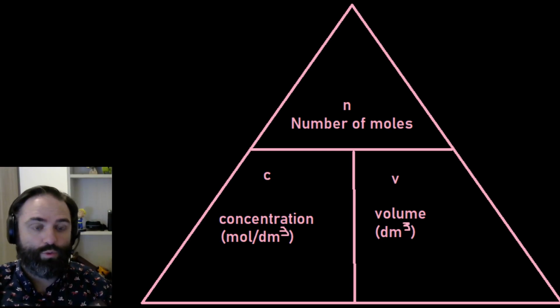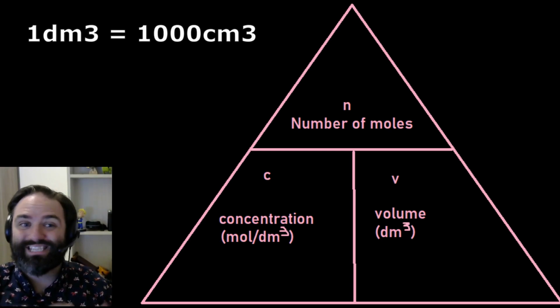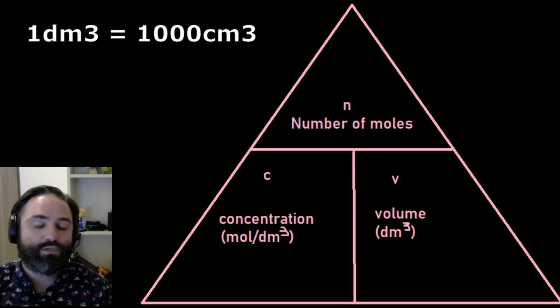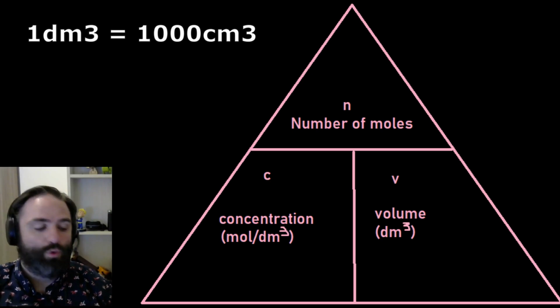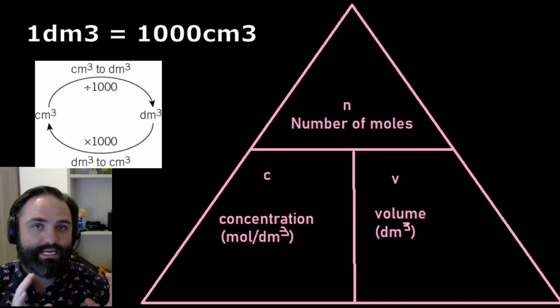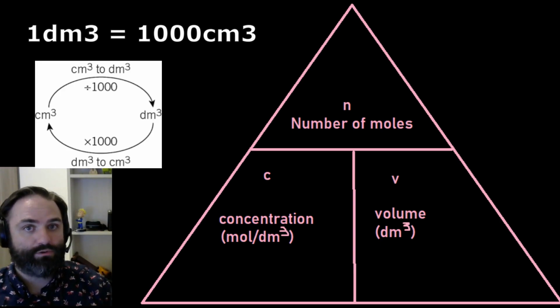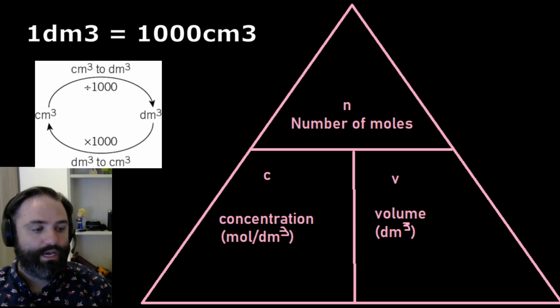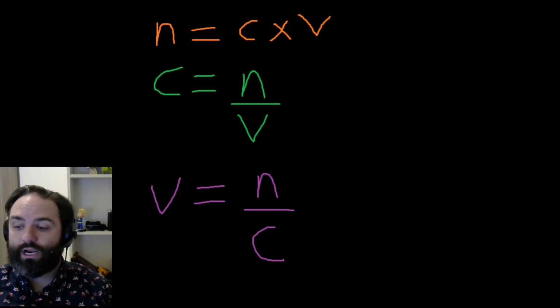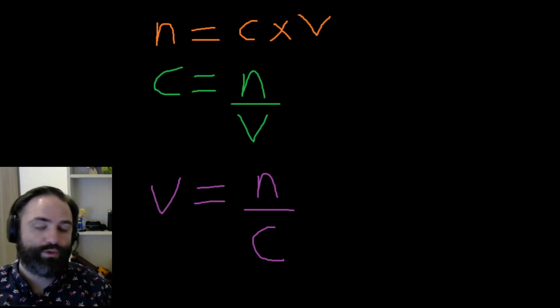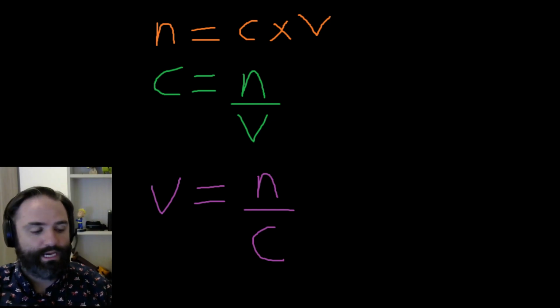In case you don't know, 1 decimeter cubed is the same thing as a liter, which is the same thing as 1,000 centimeters cubed. So 1 decimeter cubed is 1,000 centimeters cubed. So if you're given it in centimeters cubed and you want to convert to decimeter cubed, you have to divide your number by 1,000 first. Okay. So again, here's the 3 equations that you can extrapolate from that triangle. Got to know which one you want, which one you need. Again, next video we'll go over some examples.